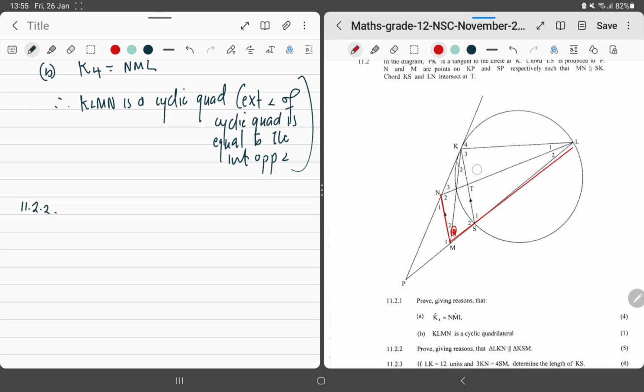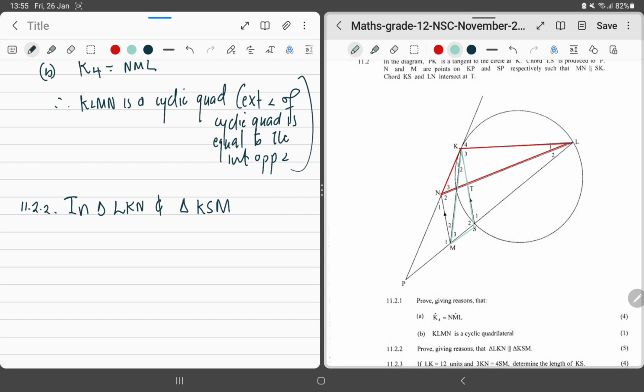11.2.2. Prove, giving reasons, that triangle LKN is similar to triangle KSM. In triangle LKN and triangle KSM.